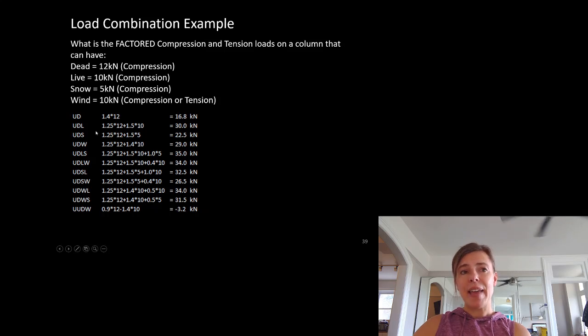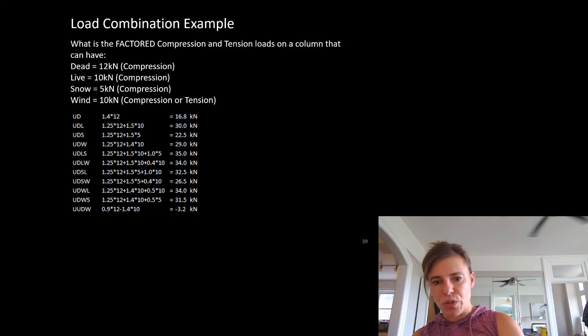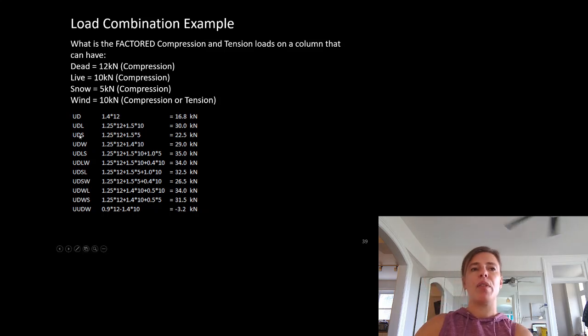Our dead and live case, so these are all still ones acting downwards, so we don't have to worry about that 0.9 dead load just yet. If they're all acting in the same direction, we want the worst of all of them. So that's the 1.25 plus whatever factors we're talking about for the other loads. So dead and live is our 1.25 times our 12 kilonewtons plus 1.5 times our 10 kilonewtons, or 30 kilonewtons.